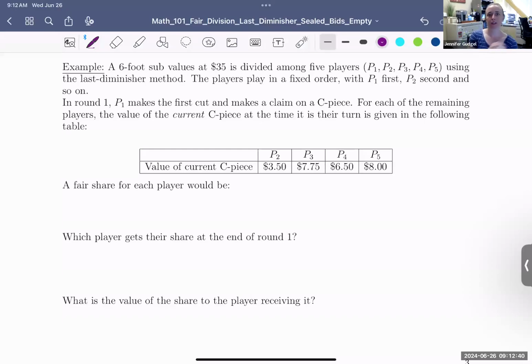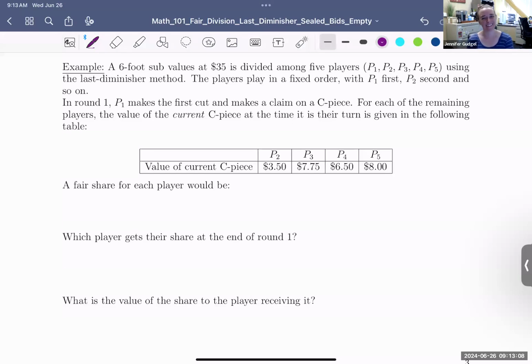All right, a 6-foot sub valued at $35 is divided among 5 players. Using the last diminisher method, we're going to do this again. Same situation here. So I would actually encourage you, now that we just did the one up above, to pause this video, try it out, and then hit play to see if we're on the same page.